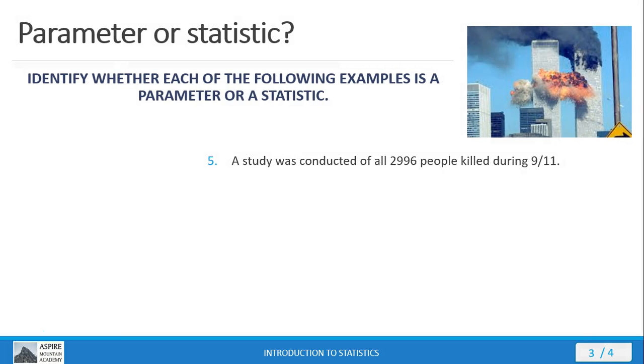Speaking of 9/11, here's the next example. The study was conducted of all 2,996 people killed during 9/11. Parameter or statistic? Well, I hope you said parameter because that's what this is. Again, you get a freebie. All 2,996 people. This is a population, which makes this data value a parameter.